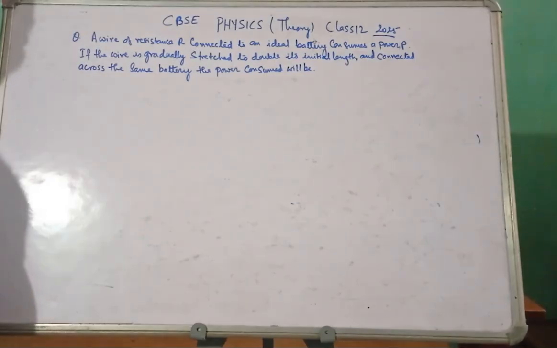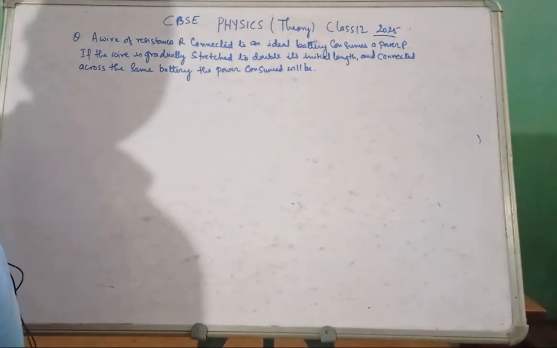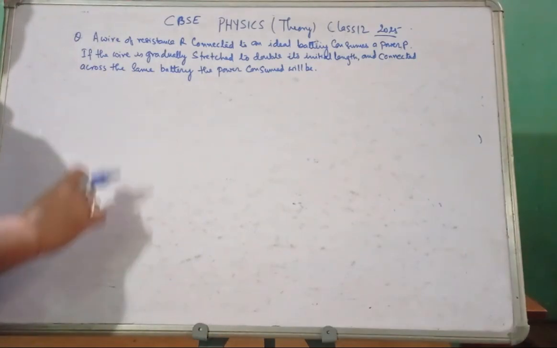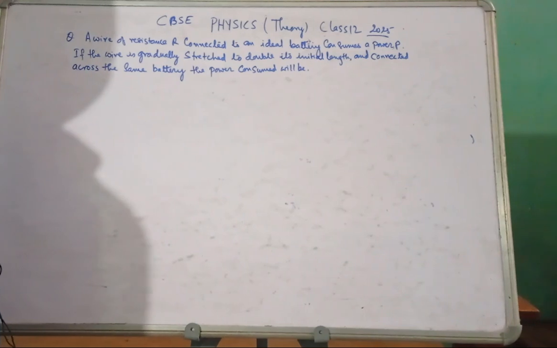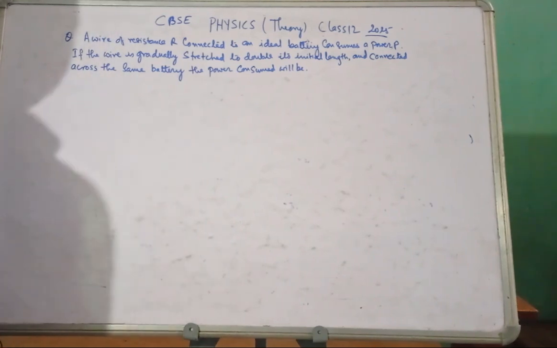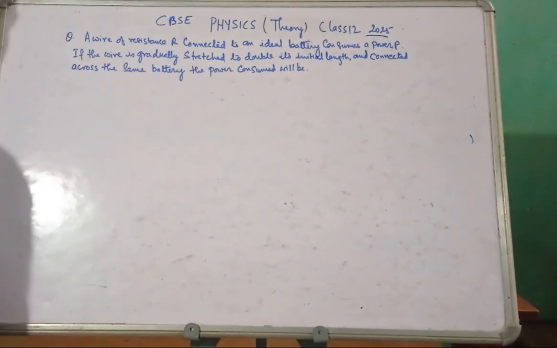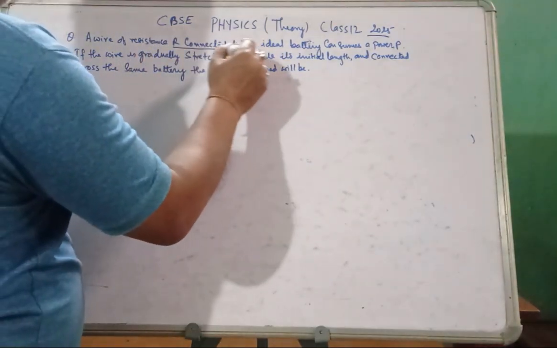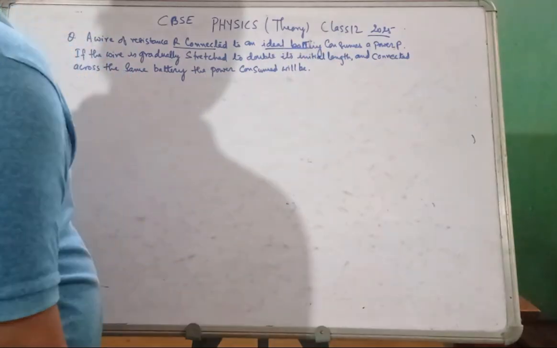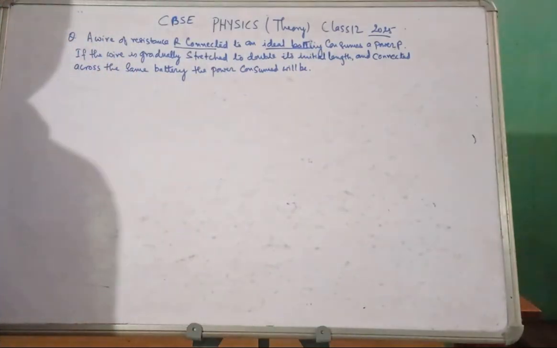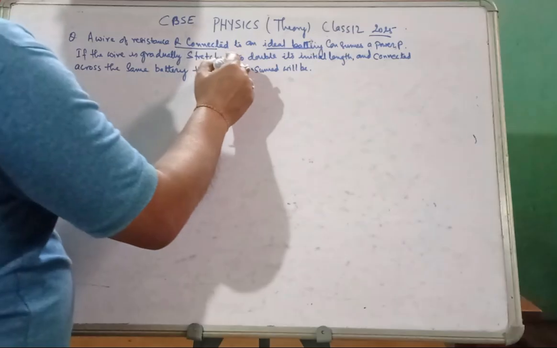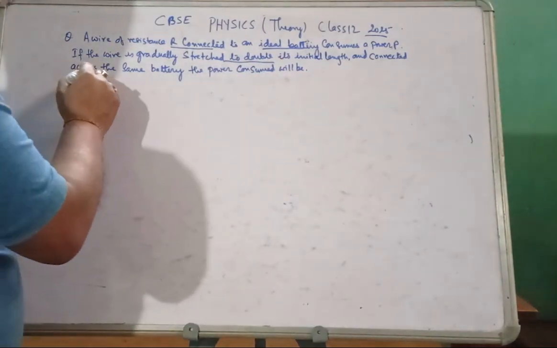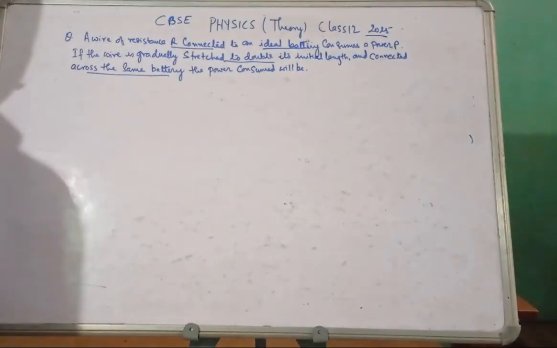Only the conceptual questions I'm going to solve. So here, see, a wire of resistance R connected to an ideal battery consumes a power P. If the wire is gradually stretched to double its initial length and connected across the same battery, what is the power consumed?